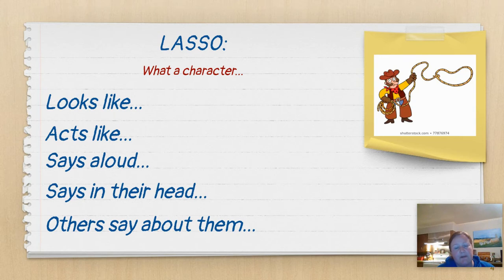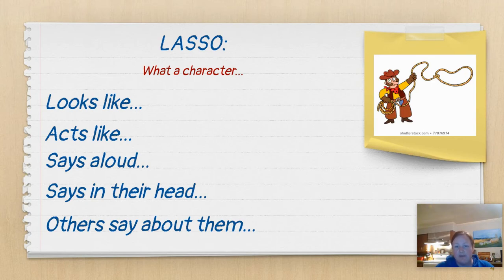In order for us to compare and contrast characters, we need to first take a look at each one of them as an individual. So we have been talking about how to lasso our character traits. When we lasso character traits, we go through the text and we look for evidence about what characters look like, act like, what they say aloud, what they say in their head, and what others say about them. After we gather that evidence from the text, we can make stronger inferences about what a character is like.